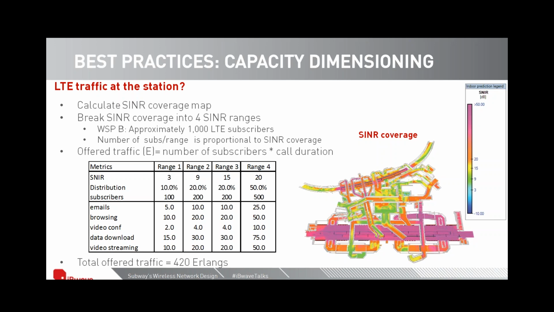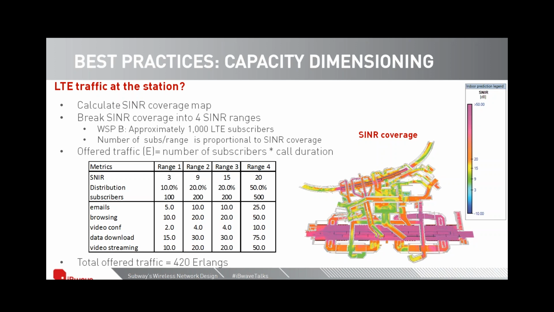Now, we need to produce the SINR coverage map, which you see to your right, and based on that SINR map, we can see what percentage of the signal is greater than 20 dB, what percentage is between 15 and 20, and so on and so forth. And this is what we have in the map as distribution entry: 10% for range 1, 20% for range 2 and 3, and 50% for range 4.